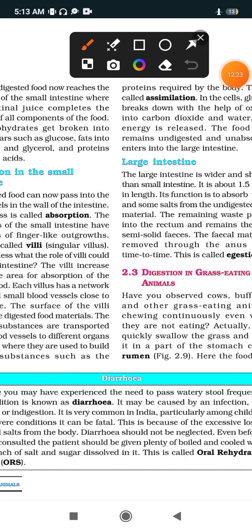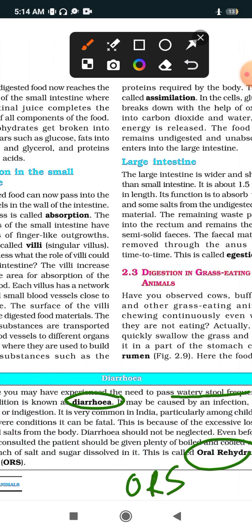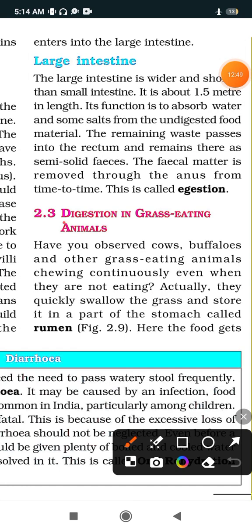Now, diarrhea is a condition where a patient passes watery stool very frequently. How is it cured? It is cured by ORS, oral rehydration solution. It is prepared with the help of water, salt and sugar solution. Clear, student? Now let us understand how digestion in grass-eating animals takes place.